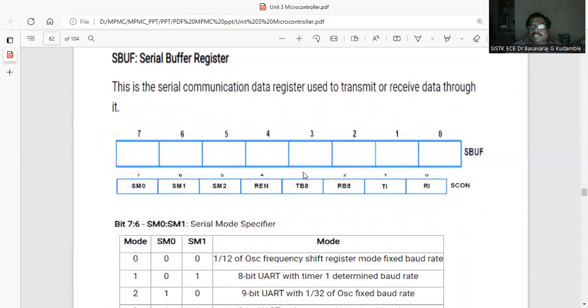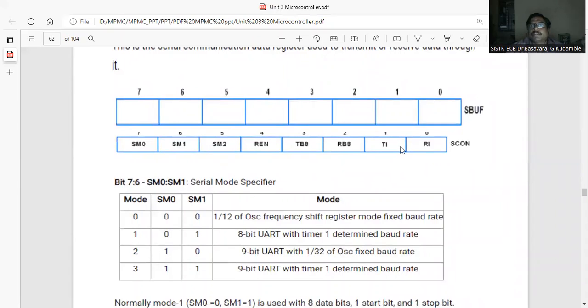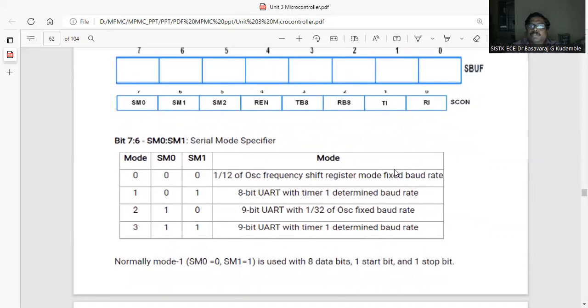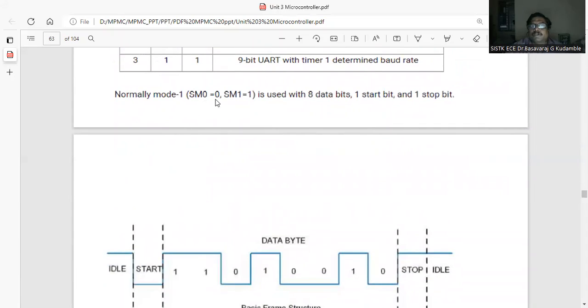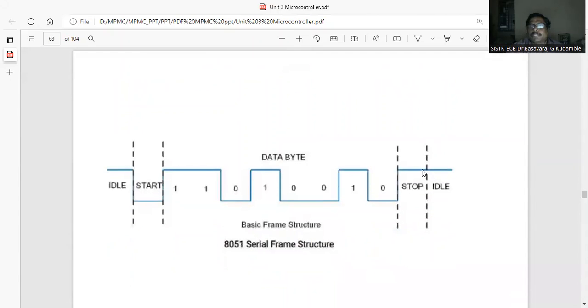Here, the SBUF register: anything to be transferred in serial form, first you load into the SBUF register. Then the SCON register is the control register for configuring the serial communication device. Here we are using mode 1, the most popular mode, 8-bit UART with timer 1 determined baud rate. We are using timer 1 to configure the baud rate. Normally mode 1 uses 8 data bits, 1 start bit and 1 stop bit: 1 start bit, then 8 data bits and 1 stop bit.